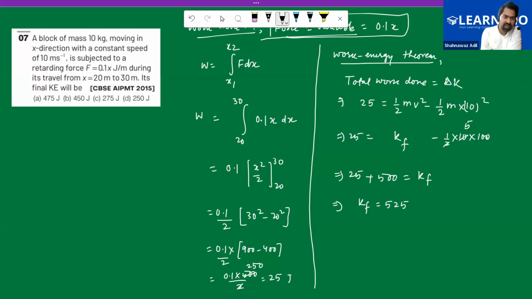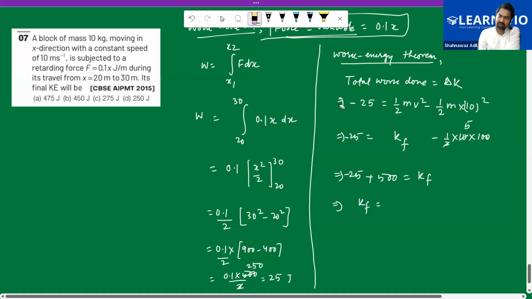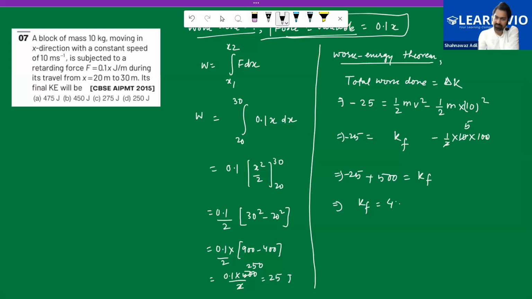This is a retarding force. Retarding force meaning that this force is the dissipative force. So this thing would be negative, right? So work done would be negative, and we will get this as 475, right? Because this is a retarding force, so force would be negative. So then this thing would be negative, and we are done. This is the answer. Is it clear?